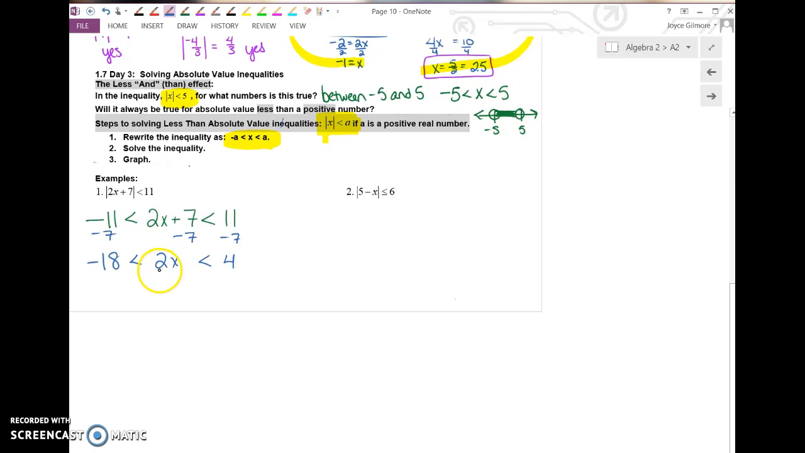Next step, to get x by itself, divide the center by 2, which means you have to divide the left and the right by 2. We get negative 9 is less than x is less than 2. Any number in this range will work in this inequality. Negative 8 would work, negative 7, negative 6, and so on. 0, 1, 1.9 repeated would work. 2 doesn't work because it's just less than 2.